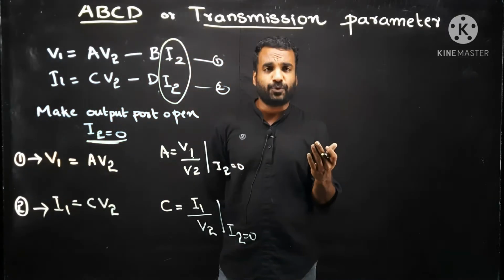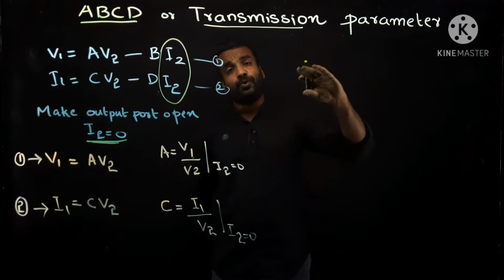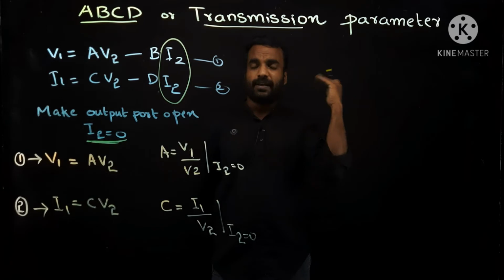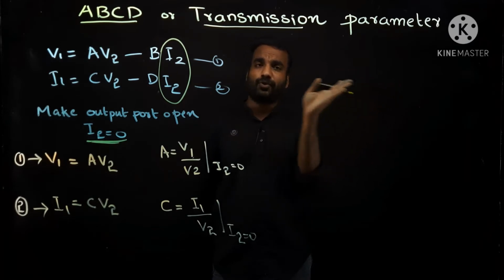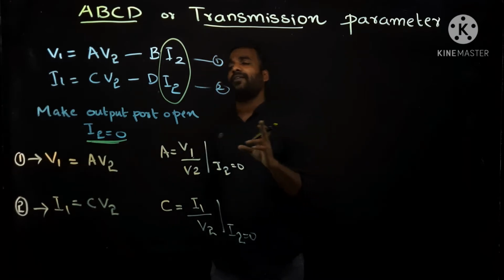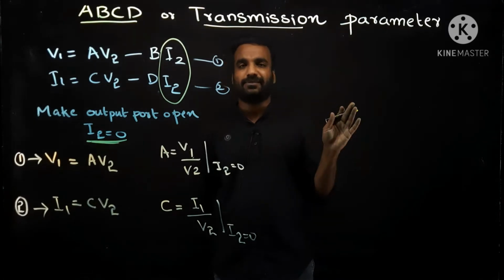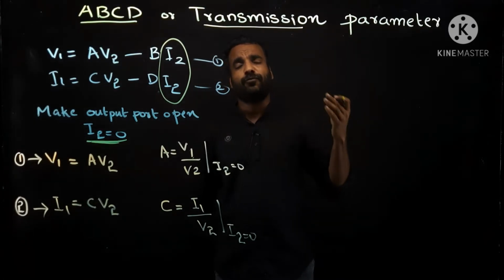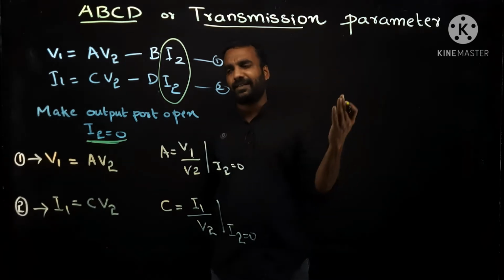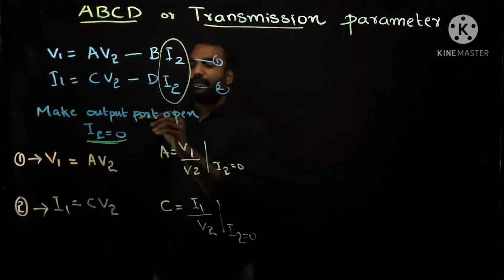How can I make I2 0? What is I2? I2 is physically the current that is flowing out from the output side. Input side I1, and in the output side of the two-port network I2 is also flowing towards outside. So I2 is nothing but the output current. So I want to make the output port open. If a port is open, its current will be 0. If a current wants to flow, there should be some path, otherwise current cannot flow. So open means current is equal to 0. So I2 is made 0 by open circuiting the output port.